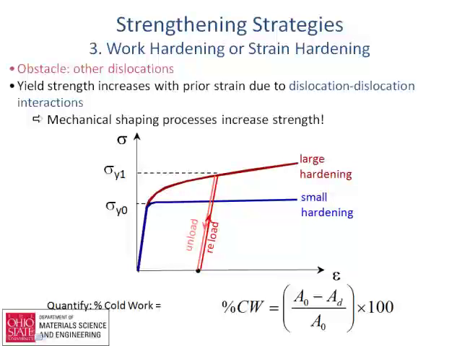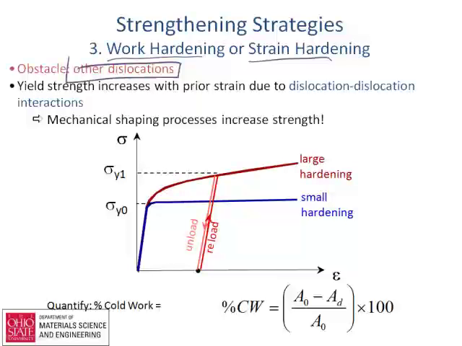The third strategy we can do is what we call work hardening, which means the same as strain hardening, and that's the idea that we just keep deforming the material, and in this case, the obstacle is other dislocations. Remember, we've already done grain boundaries, solutes, and now the obstacles are other dislocations. So if we take a material and keep deforming it, it turns out you're going to have more and more dislocations that are created.